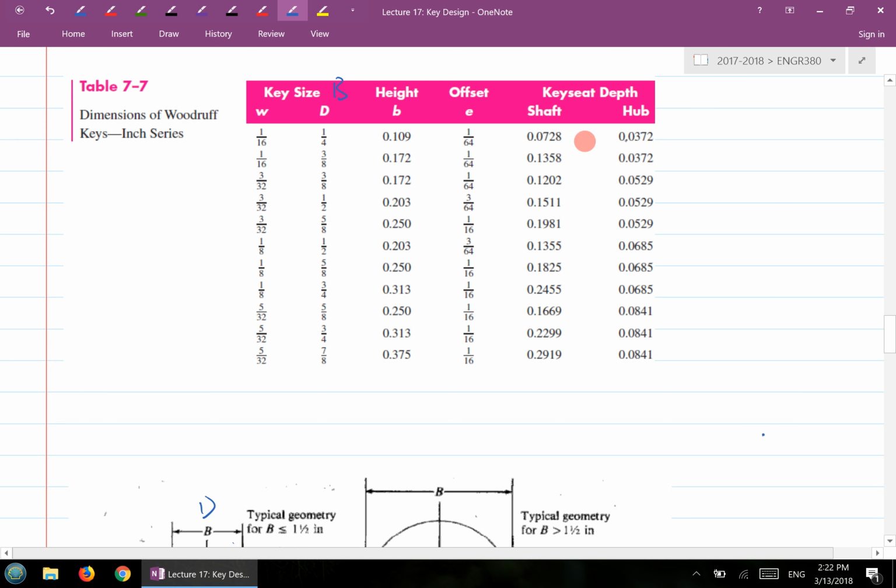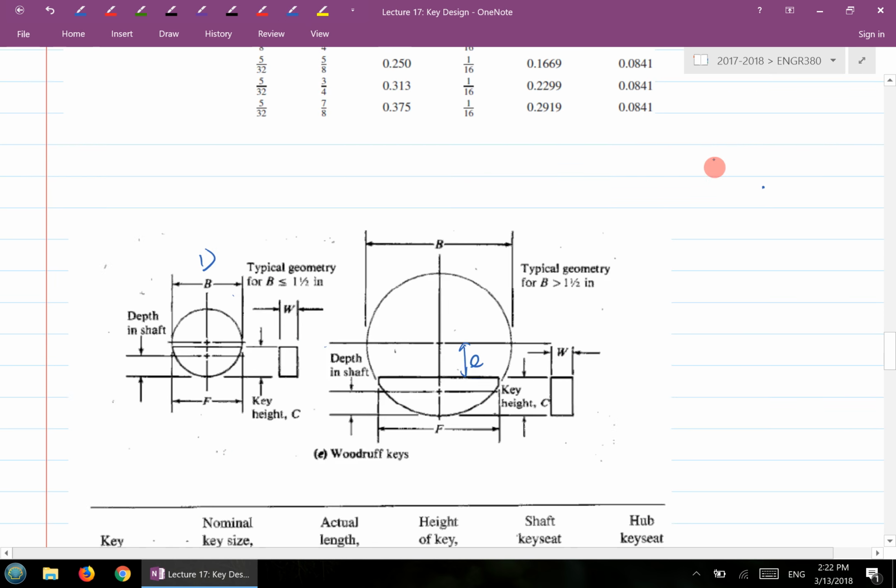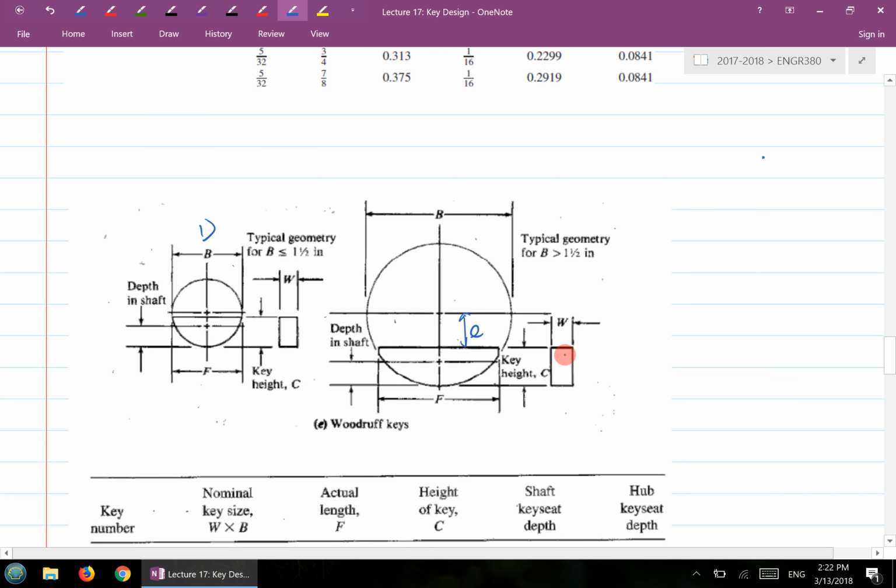Now if you add these two numbers, for example, the last two columns, that should be slightly more than this height B here. So if you add these two numbers, you get 0.11, sorry, a little bit more than that. So that's 0.110. So this needs to be slightly more than this height. This height is the actual height of the key, the K height.